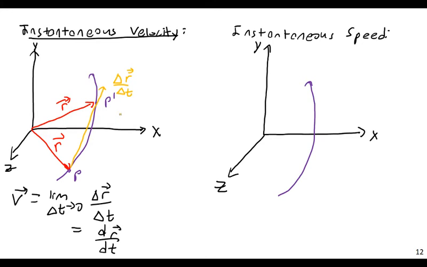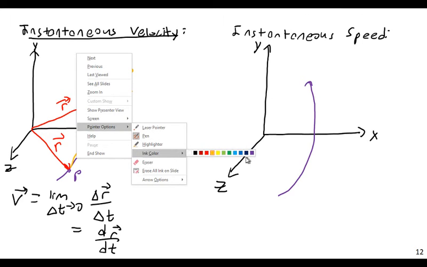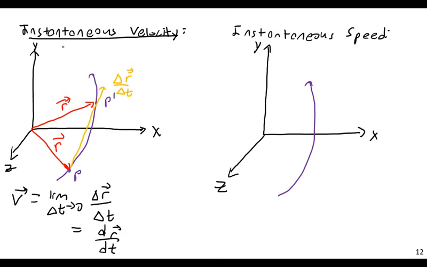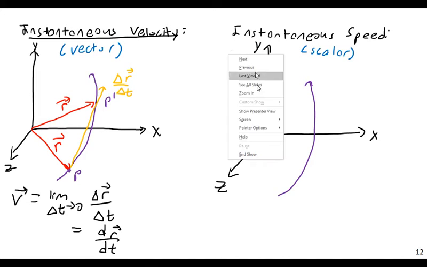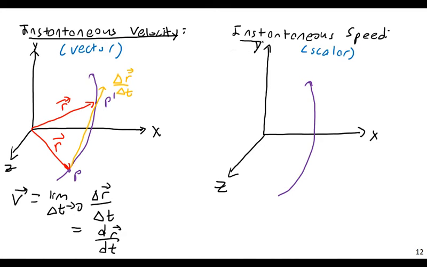Delta r over delta t. This vector here. Again, this is an instantaneous velocity. I want you to keep in mind that this is a vector. In comparison, instantaneous speed is going to be a scalar. It's going to only have magnitude. Instantaneous velocity is a vector. Instantaneous speed is a scalar.